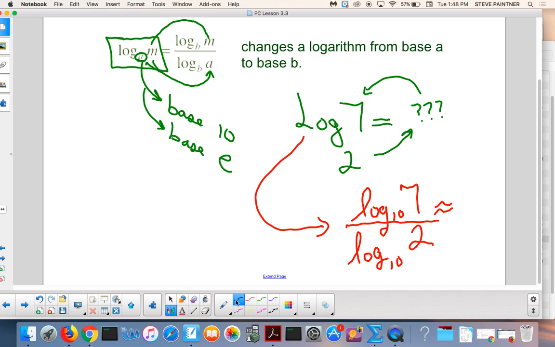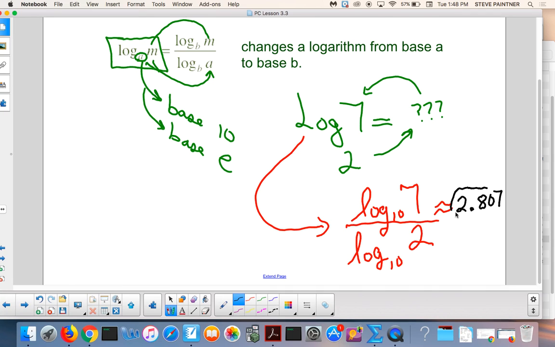I know 2 cubed is 8, so I know it's close to 3. 2.8. Give me more. 2.807. Okay, gotcha. How do you know you're right? The calculator. Well, how does it make sense? 2 cubed is 8, and 8 is close to 7.